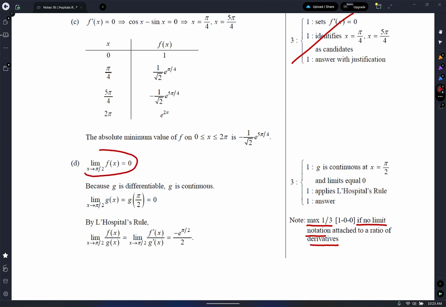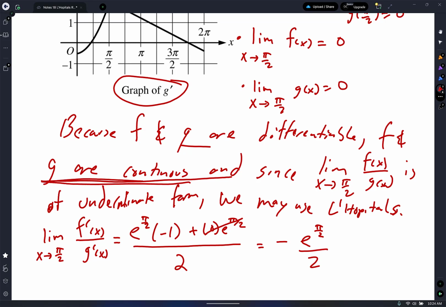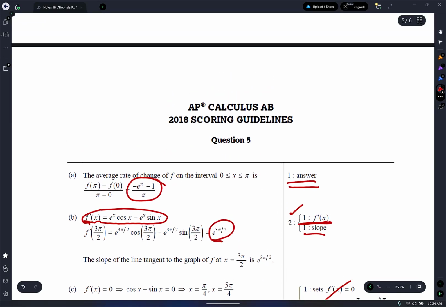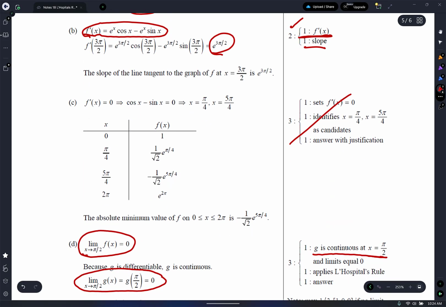Notice they wrote limit as x approaches power over 2 of f of x, and they wrote limit as x approaches power over 2 for g of x separately. So they don't want you to write it together and write 0 over 0 because that's not a thing. Yeah, and then notice it says by L'Hopital's rule, 1 point for stating g is continuous at x equals power over 2. Okay, I didn't state it directly, but I stated that indirectly by saying right here, f and g are differentiable, f and g are continuous. I think right there I would have gotten my point because I'm just saying that they're just continuous. Maybe we should be more specific and say continuous for all real numbers or for the entire domain. So there's my point right there on that.